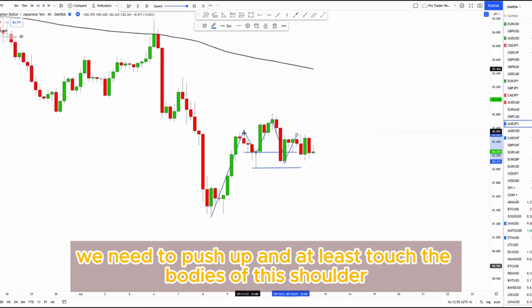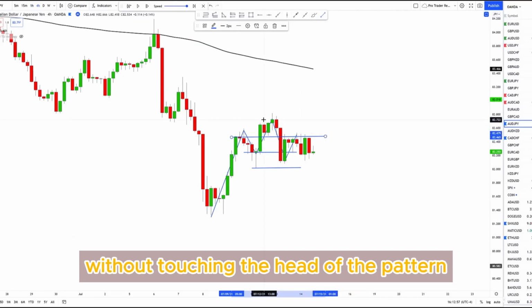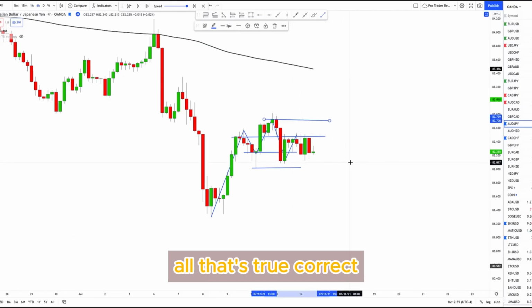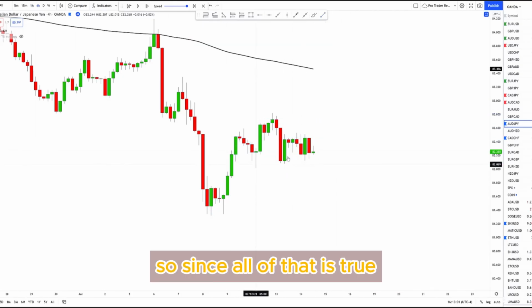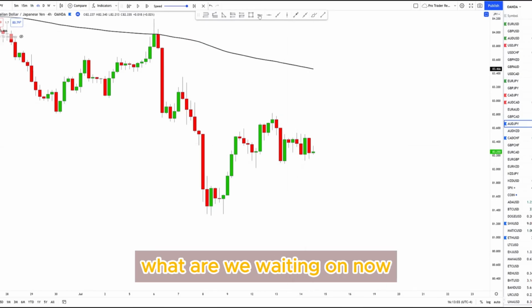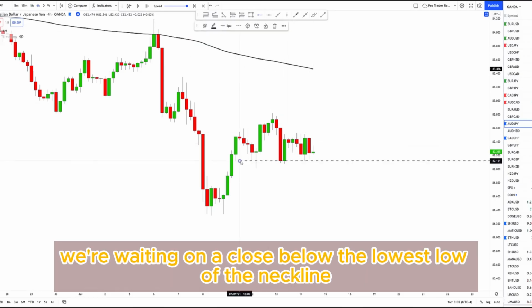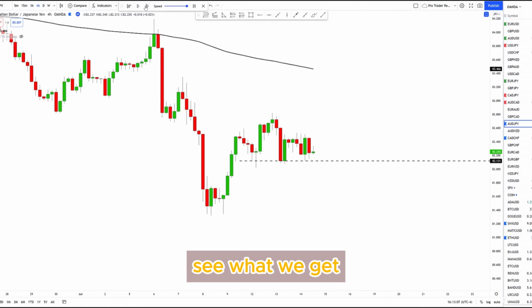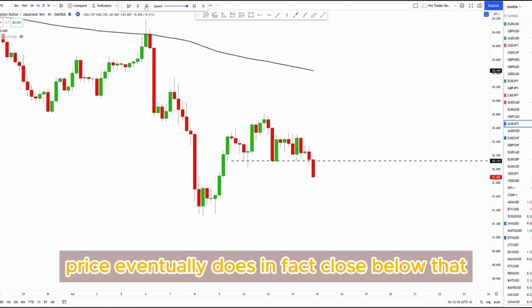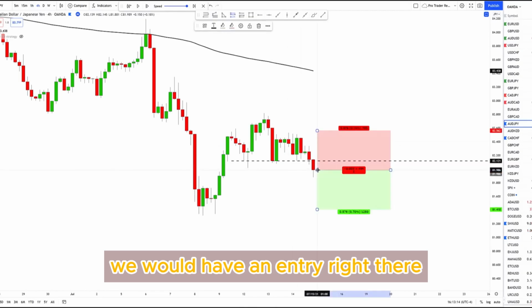We need to push up and at least touch the bodies of this shoulder without touching the head of the pattern. All that's true, correct? Yes, it is. So since all of that is true, what are we waiting on now? We're waiting on our close below the lowest low of the neckline. See what we get? Price eventually does in fact close below that. We would have an entry right there.